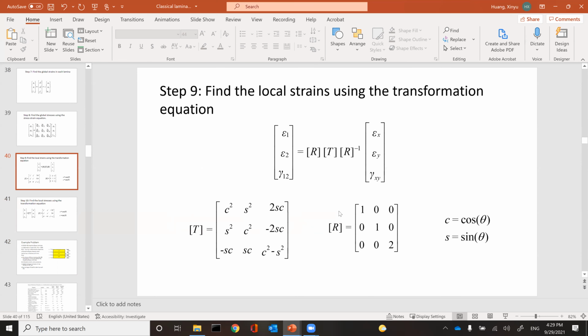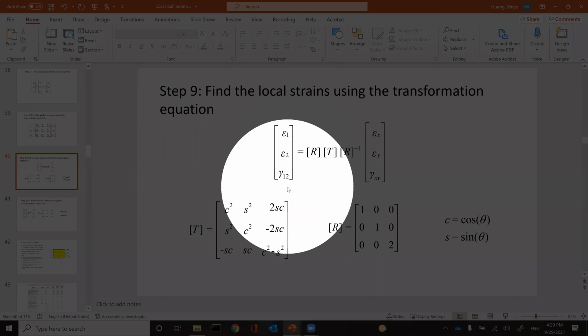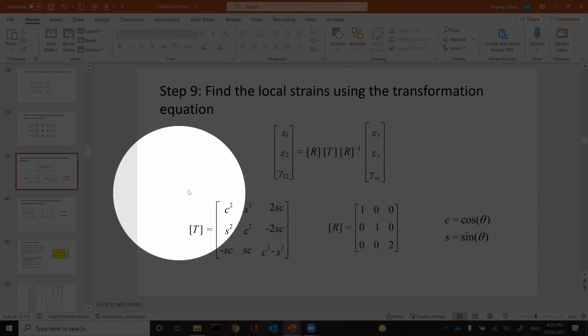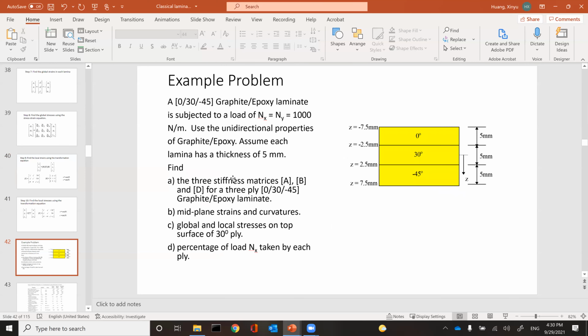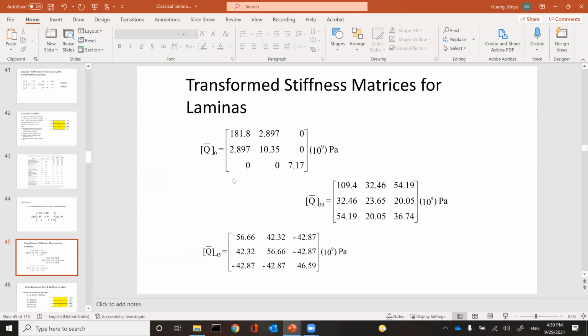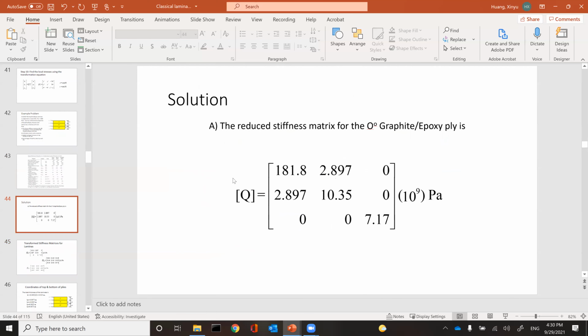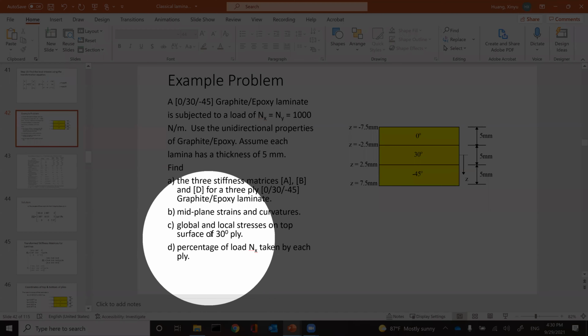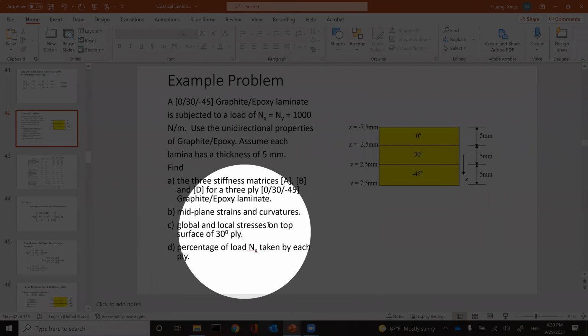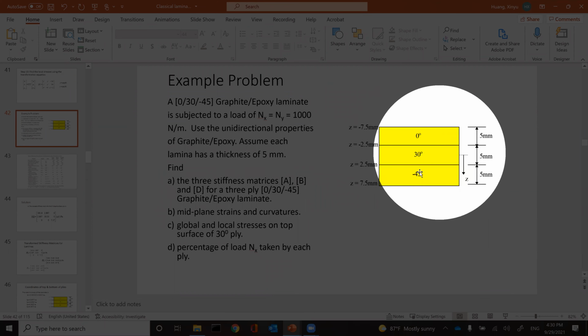You multiply the Q matrix with E1, E2, gamma 1, 2, and you get sigma 1, sigma 2, tau 1, 2, right? So that's how you go back to the material coordinates. Now this problem actually didn't ask for that. This problem just asked you to calculate a simple stress on top of the 30-degree ply at this location. You calculate strain first and you multiply by Q bar.